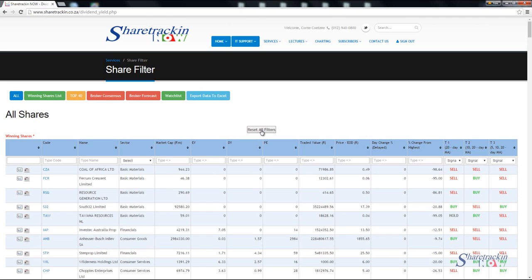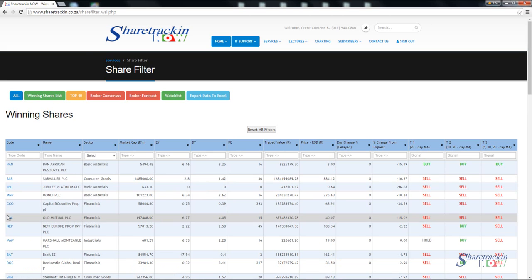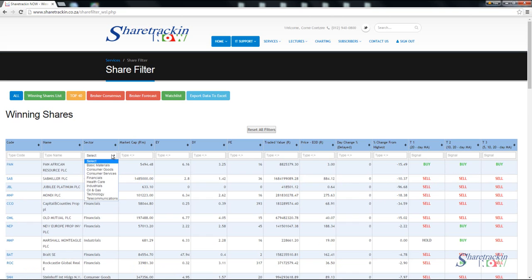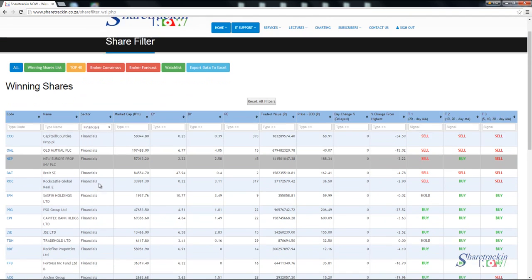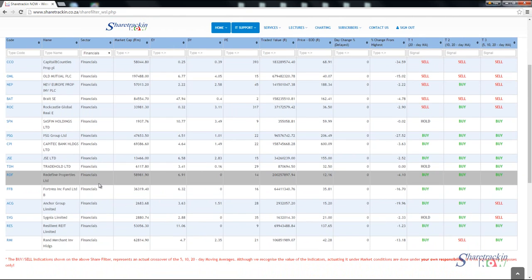One example is to say, listen, I only want to work with, let's say, Share Tracking's list of winning shares. You can click on winning shares list. That would be a good place to start. Then I want to only look at shares which trade within the financials, so you click on financials. Now this list went from 100 to about 15 odd shares, a little bit more than that.